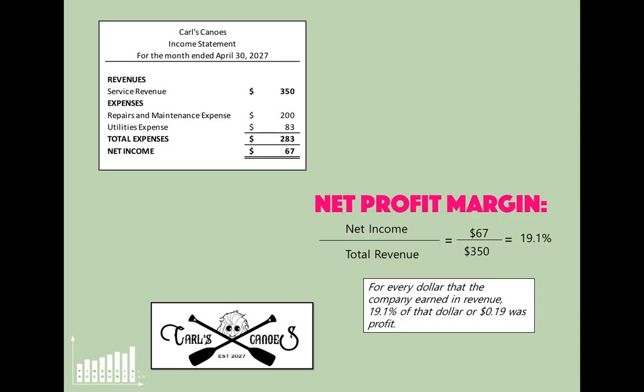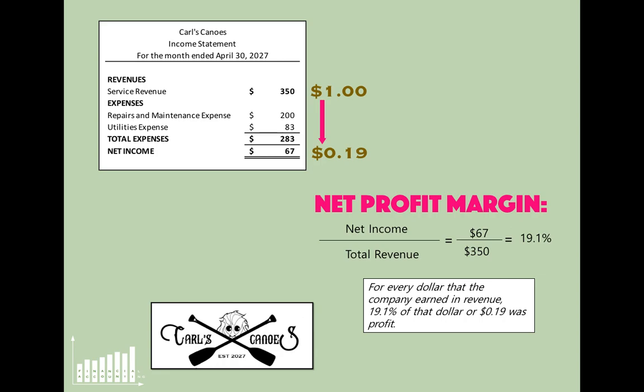Well, what does this mean? It means that for every dollar that the company earned in revenue, 19.1% of that dollar, or 19 cents roughly, was profit. So here, every dollar the company earned in revenue, 19 cents of it got down to net income.